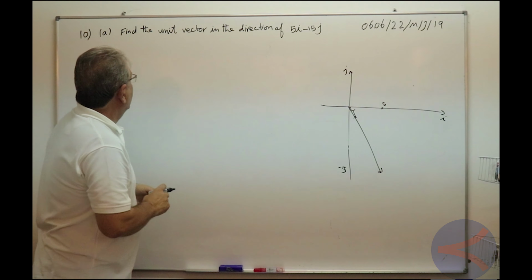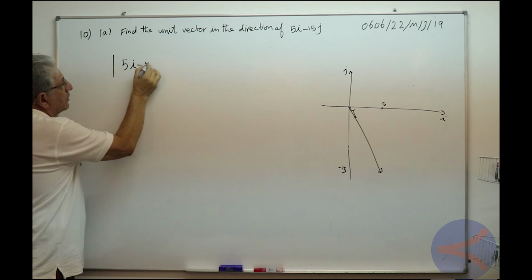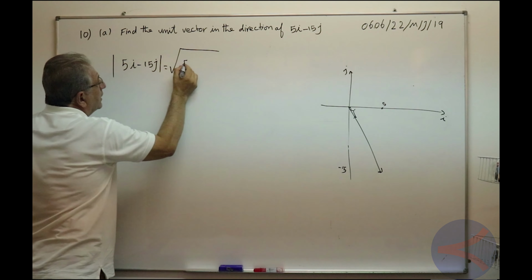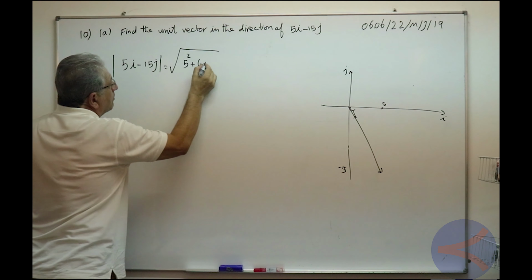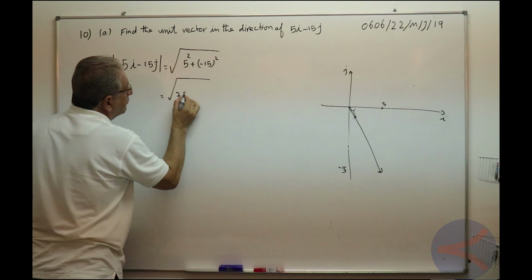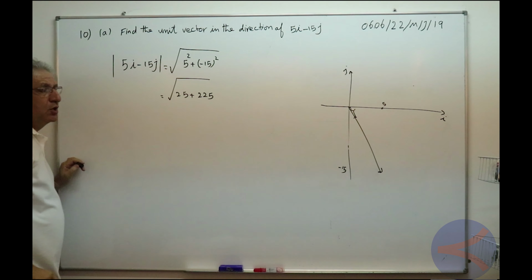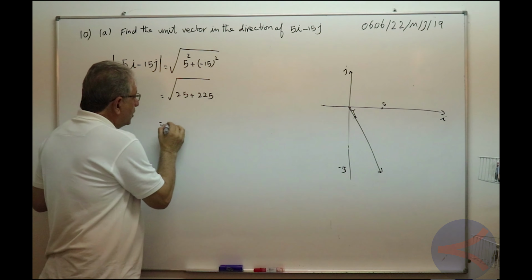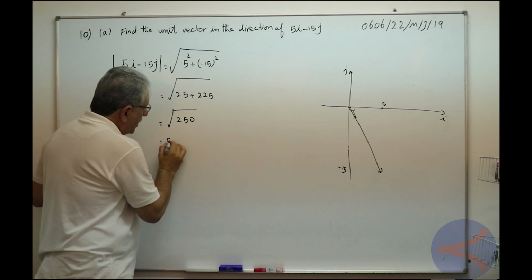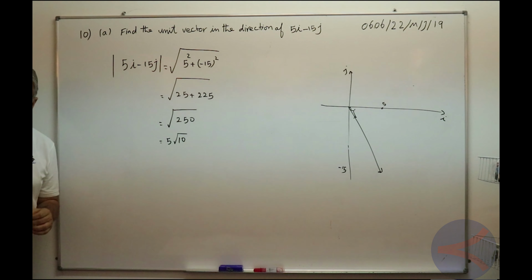The magnitude, or the length, or whatever you have learned in class, is equal to the square root of 5 squared plus minus 15 squared, which is 25 plus 225. 15 squared is 225. If you add them together, you are going to get 250, which is 5 square root of 10, if you want to write the exact value.